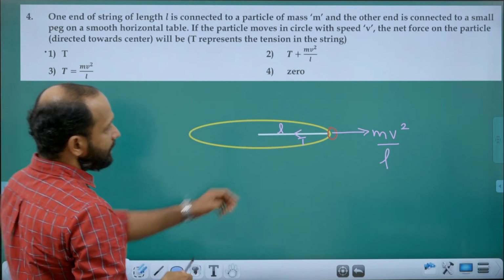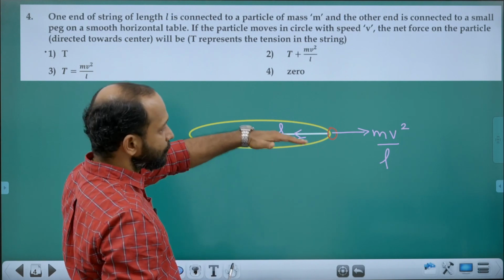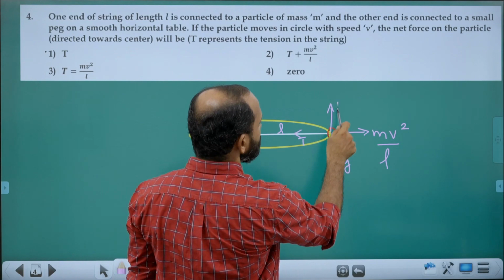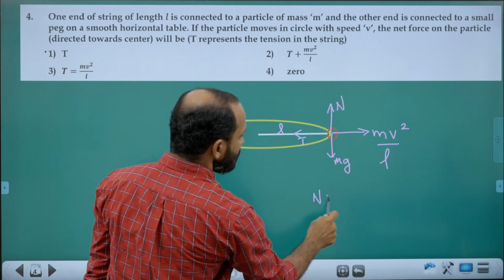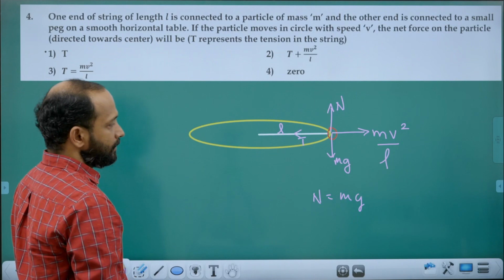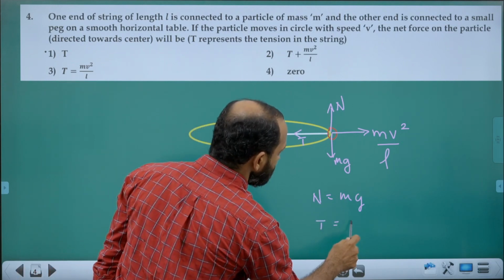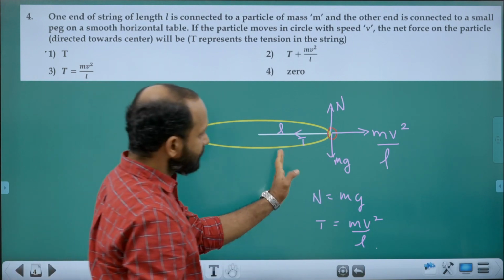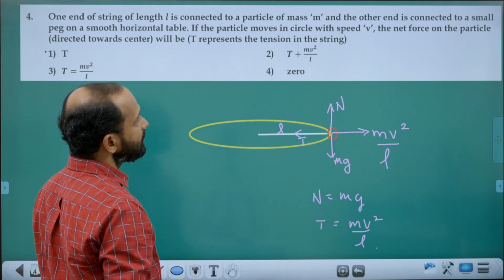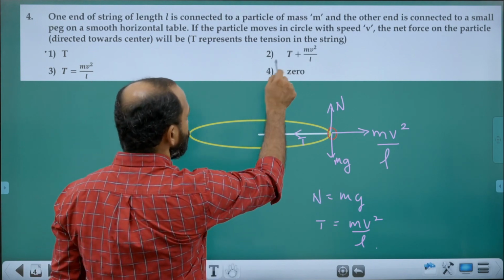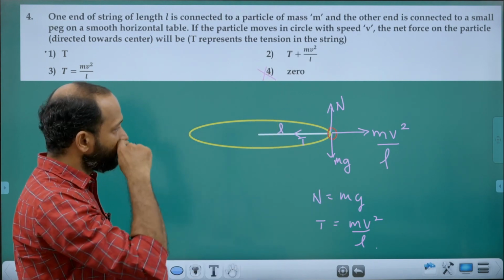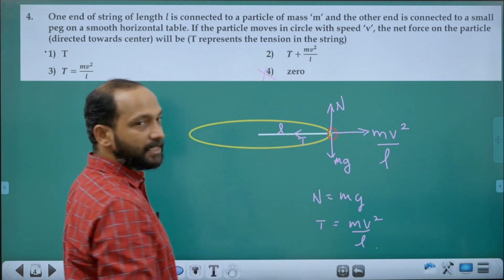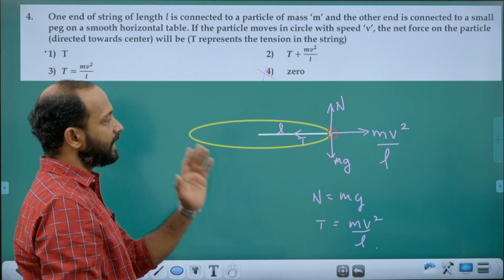As the mass is kept on a frictionless horizontal surface, the weight mg is balanced by the normal contact force. So N is equal to mg. Here the horizontal forces are balanced, T is equal to mv square by L. So as T is equal to mv square by L, we may think that the net force is 0. That is incorrect. It is not 0 because the velocity changes direction. The tension is the necessary centripetal force which changes the direction.